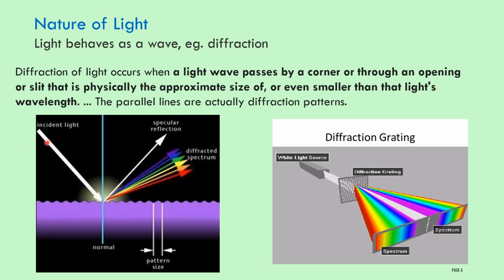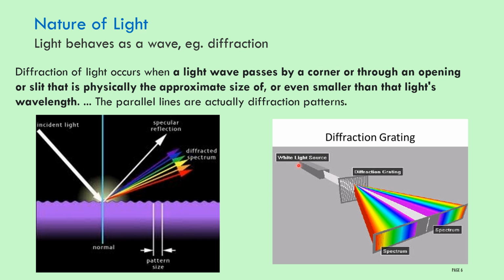Consider here, this is the incident light. If it passes through a slit or some corner, it will split into 7 different colors. That we call a spectrum. Here you can also see specular reflection, which is where the angle of incidence is equal to the angle of reflection. This is an example of diffraction.